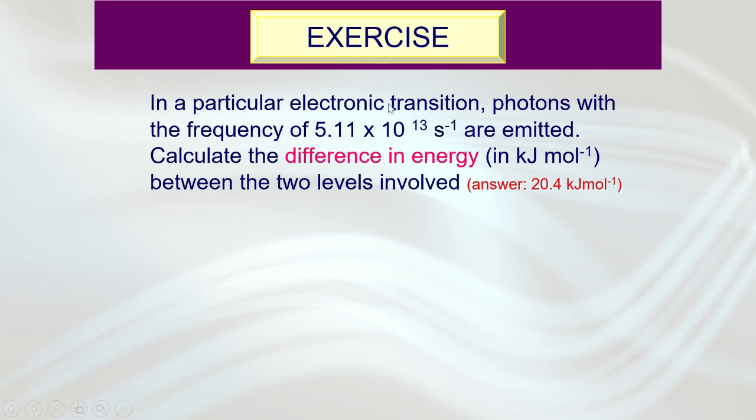So in particular, electronic transition, photon, with the frequency. So this is the frequency. Calculate the difference in energy. You can use the formula delta E equal to hv to calculate the value of delta E. But that's for one electron. Now it asks you to answer in kJ per mole. That means you have to times by the Avogadro constant. So please do it by yourself and get the answer.